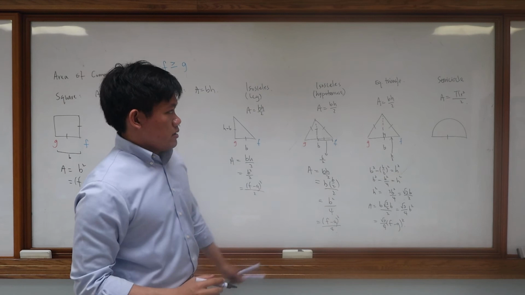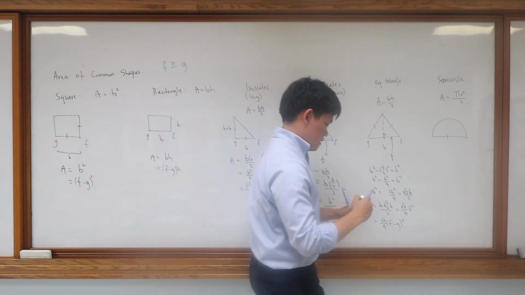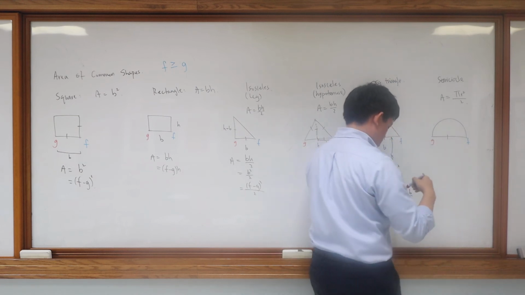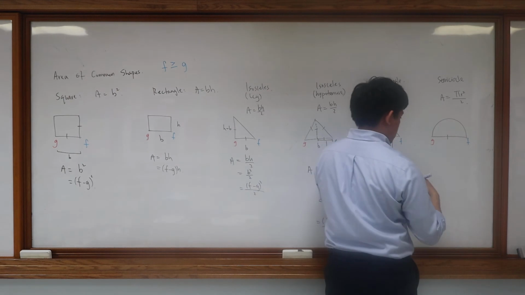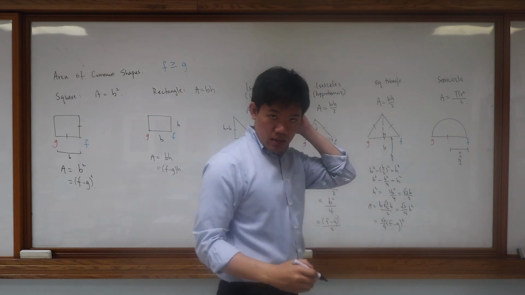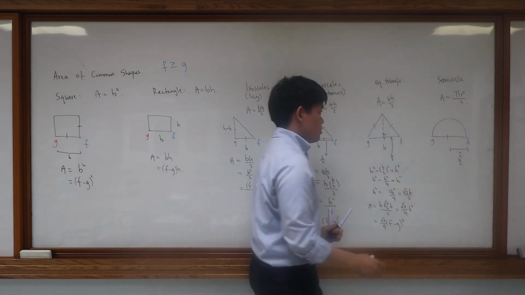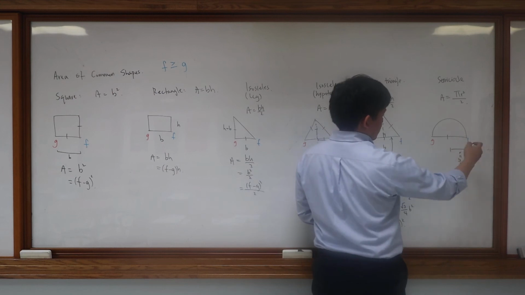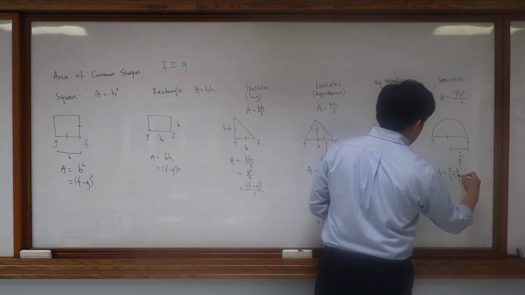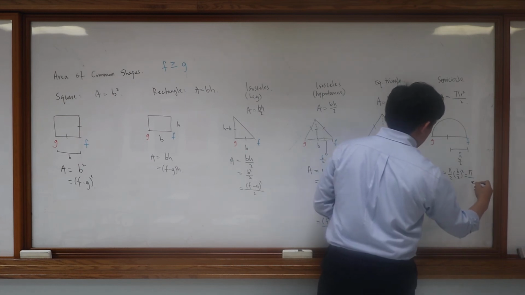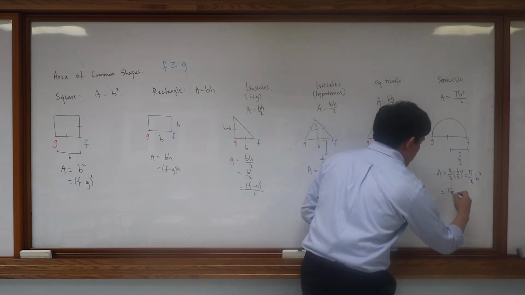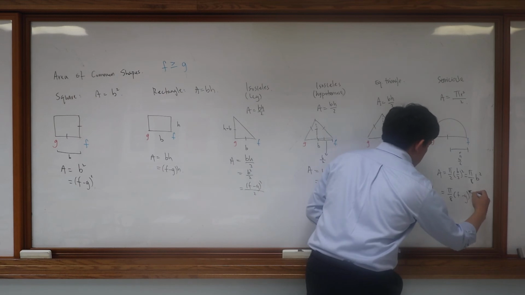Last but not least is the semicircle. Again, let's start off with this is my f, and this is my g. My base is my diameter, so this is my radius. Radius is equal to base divided by 2. The area is equal to pi r squared divided by 2, so substitute the radius in there. Area is equal to pi over 2 times base over 2 squared, which is equal to pi over 8 times b squared. Putting that into f and g, you have pi over 8 times f minus g squared.